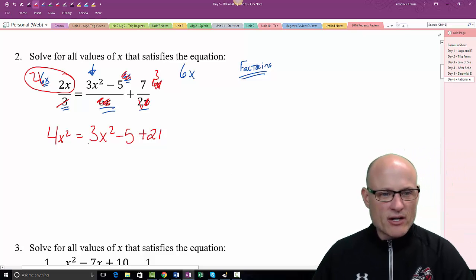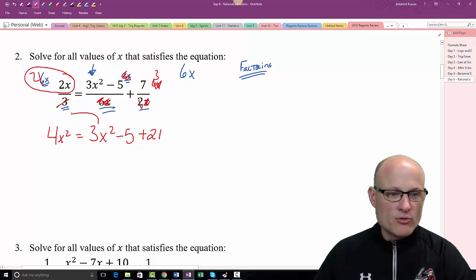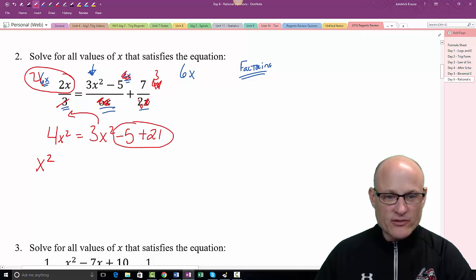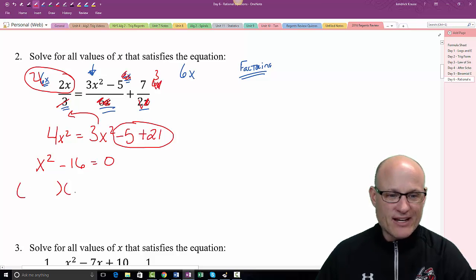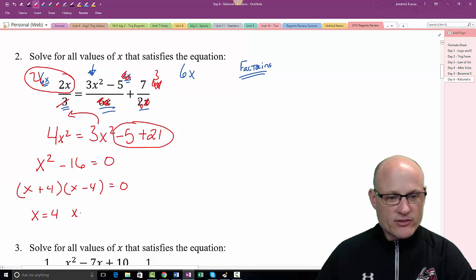I got an x squared. I want my x squared to be positive, so I'm going to move everything over to that side. So I subtract 3x squared, I get x squared. Now this here is positive 16, so when I bring it over, I get negative 16 equals 0. Oh, this is the difference of perfect squares. Not bad factoring. Actually, it's very easy factoring. x and x, plus 4, minus 4. So I got two answers: x equals 4 and x equals negative 4.